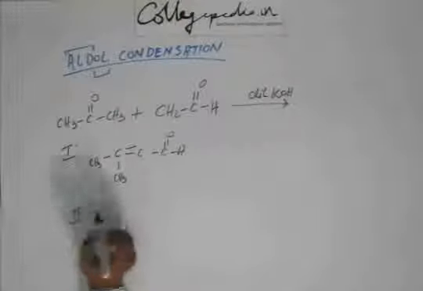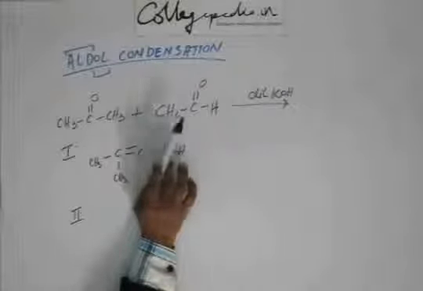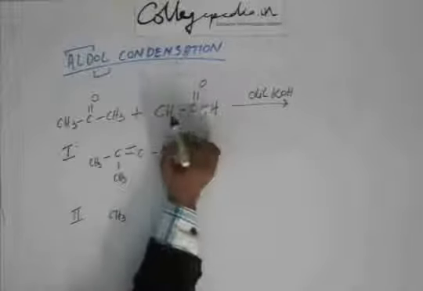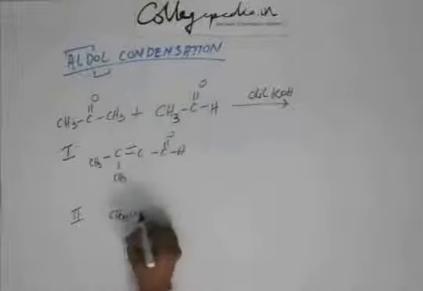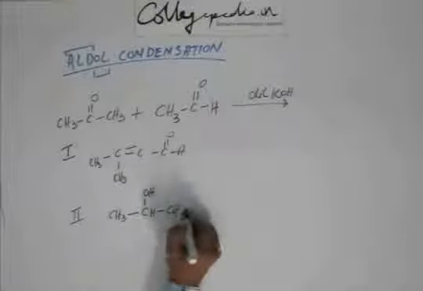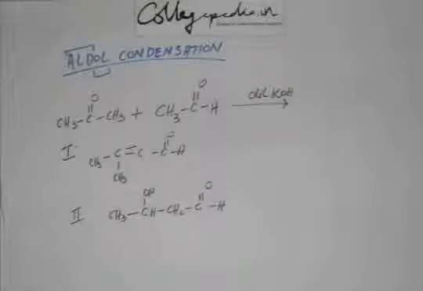Case number 2. When base abstracts hydrogen from here, and this goes and attacks its own kind. So when that happens, this is CH3, right? When that happens, you get this. I think you shouldn't be having any trouble in finding this.